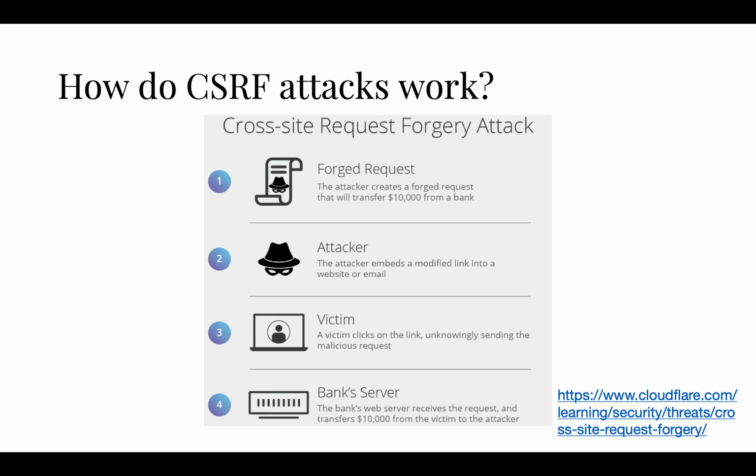How do CSRF attacks work? As you can see, this graphic illustrates the flow of a CSRF attack. First, an attacker creates a forged request that, when run, will transfer $10,000 from a particular bank into the attacker's account. The attacker then embeds the forged request into a hyperlink and sends it in bulk emails and embeds it into websites. A victim will click on the email or website link placed by the attacker, resulting in the victim making a request to the bank to transfer $10,000. The bank server receives the request, and because the victim is properly authorized on their own browser, it treats the request as legitimate and transfers the funds.